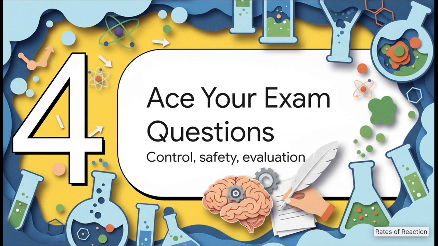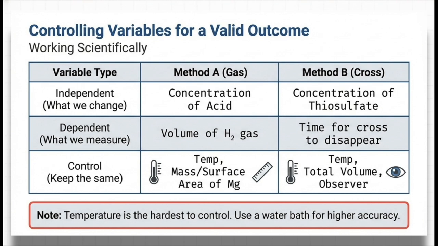Okay, let's pull all this together and focus on the main event, turning all this knowledge into marks on your exam paper. In any question about these experiments, you've got to talk about control variables. It's all about a fair test. If you're investigating how concentration affects the rate, you can only change the concentration. Everything else, the temperature, the surface area, you name it, has to stay exactly the same. Otherwise, you've got no idea what's actually causing the change you're seeing.